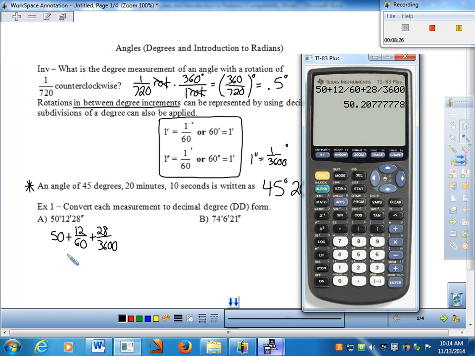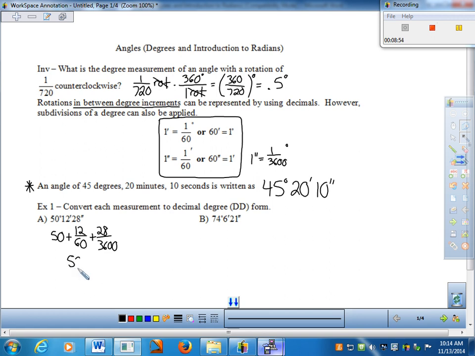So I have, if we round, and I'm going to go to 3 decimal places on this, about 50.208 degrees. So roughly, and again, it wasn't exact, but I have 50 and 208 thousandths of a degree. Degrees, minutes, seconds, decimal degree, 50.208. Great. Would love for you to try to take letter B. Take a moment, 74 degrees, 6 minutes, and 21 seconds. What would that look like in decimal degree?